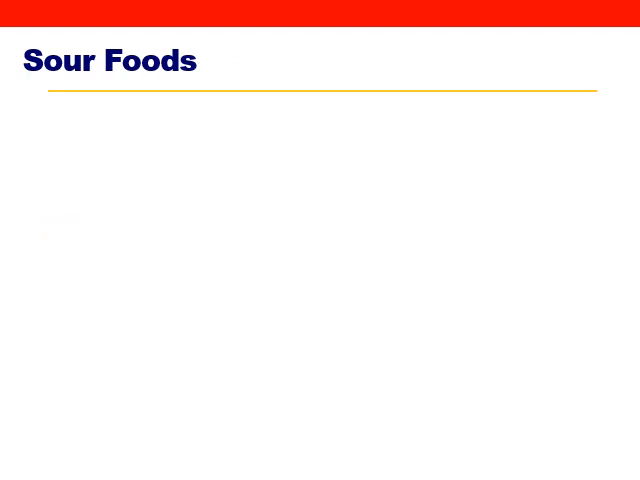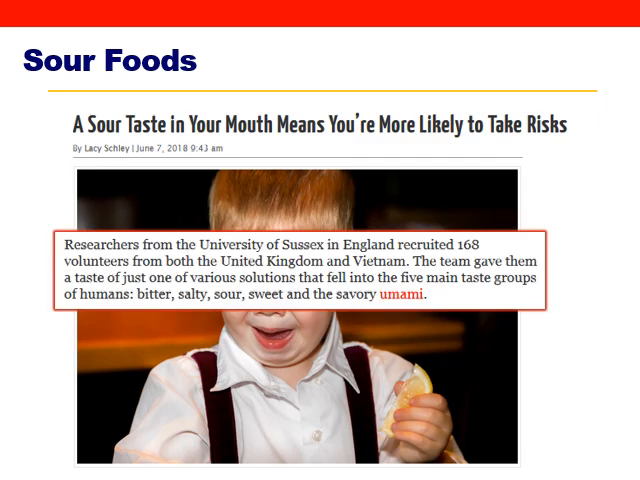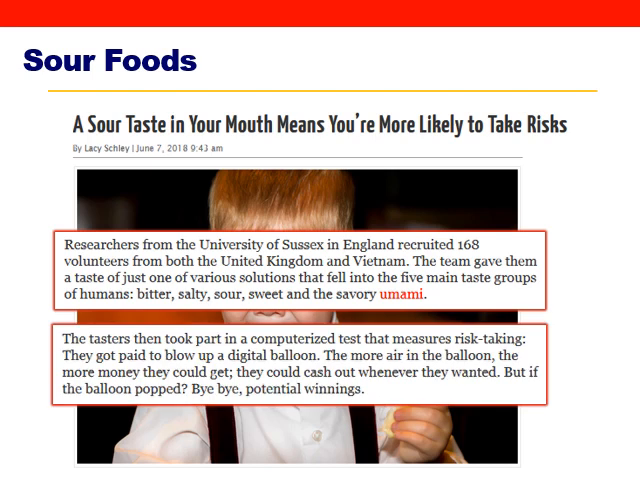Here's another example. We know that there are 5 different kinds of taste buds that we have: bitter, salty, sour, sweet, and savory. In this study, the researchers wanted to know if having a particular taste in your mouth would make you more or less likely to take risks. So what they did is they randomly assigned each participant to one of 5 groups. They received either a bitter, salty, sour, sweet, or savory food to eat. Then, while that taste was still in their mouth, they played a game that required them to take a risk.